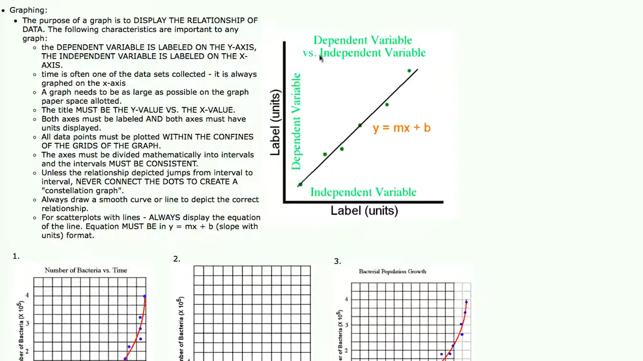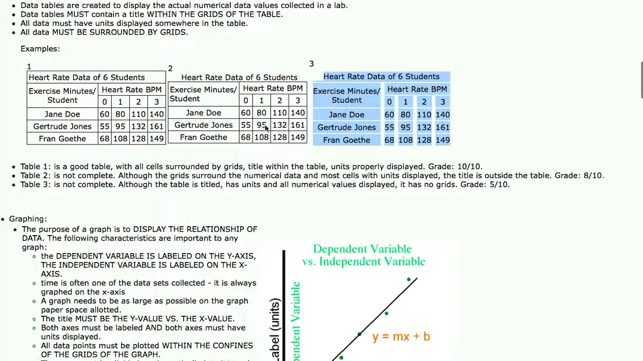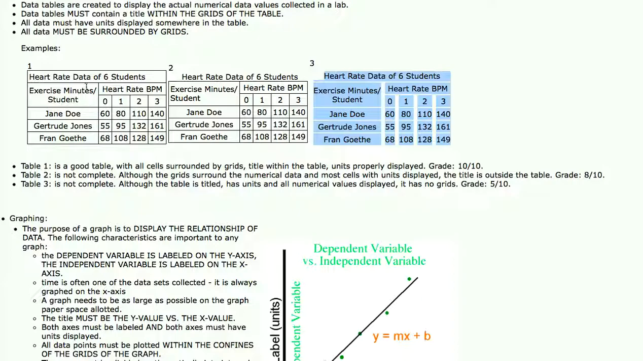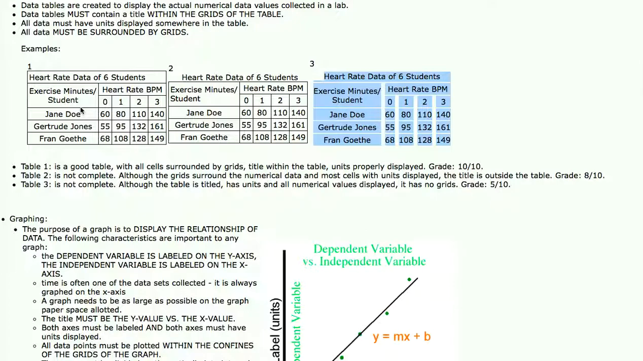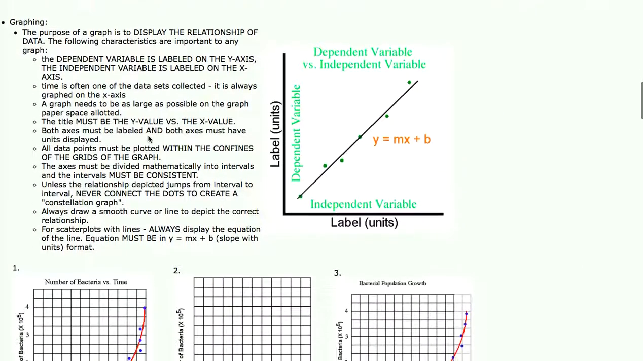Every graph, also like a data table, has a title. There are labels, just like data tables have labels on the rows and labels on the columns. Graphs have labels and units on the y-axis and labels and units on the x-axis. Notice the graph has labels and units: heart rate in beats per minute, exercise in minutes. The graph is the same way. It has to display units.